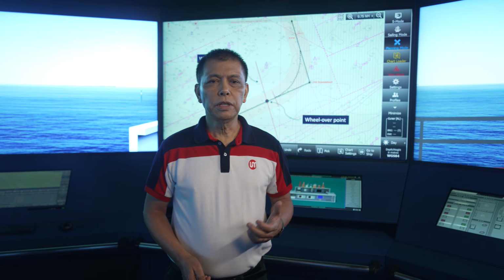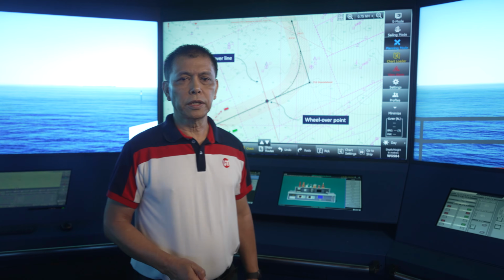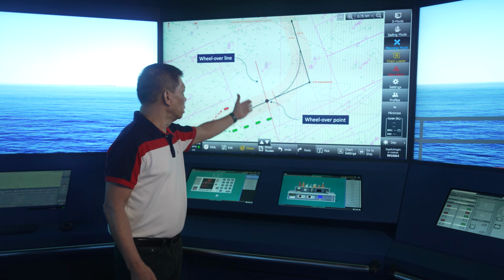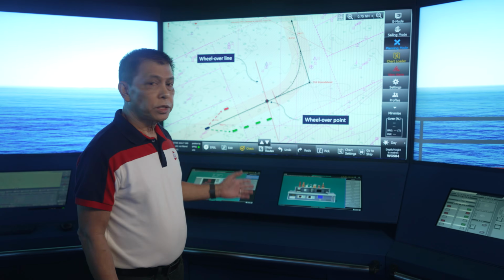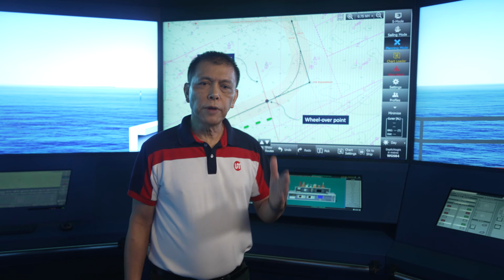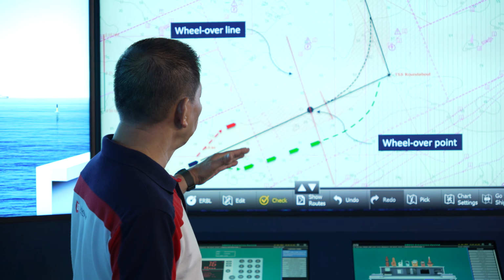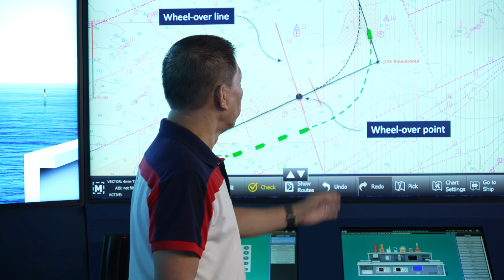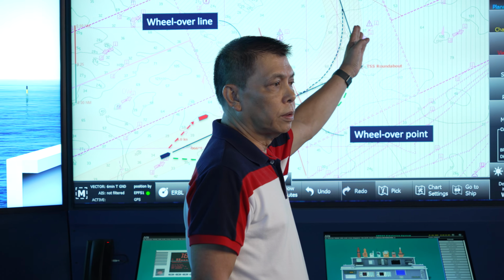Instead, continue navigating with the present course if safe and practicable to do so, and start executing the maneuver only after reaching the wheel over line, considering the planned radius of turn and the observed ship's speed during the turn. This means that the ship is expected to follow an arc similar to the one that would have occurred had the ship initiated or started maneuvering at the wheel over point. That would bring the ship to the next course line.